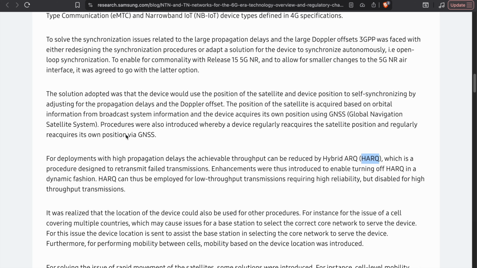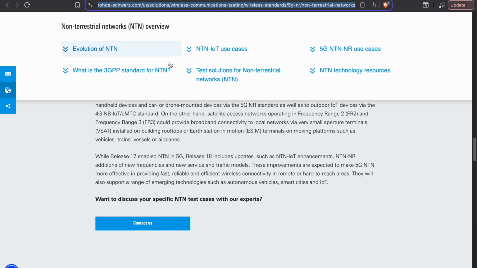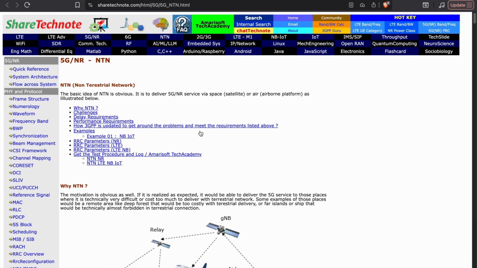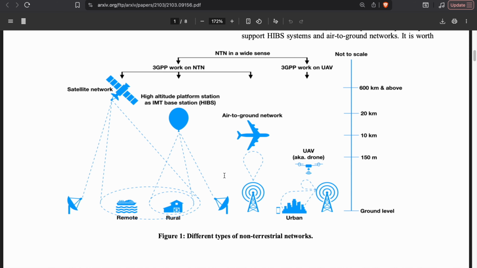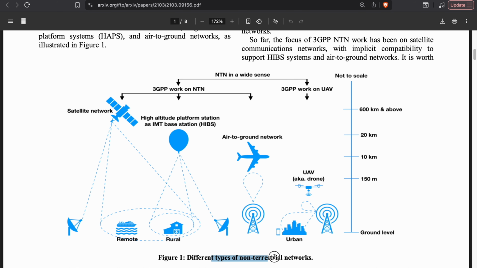Now, if we want to have a look at the main satellite architecture itself, then let me quickly share one more diagram with you if I can find it. Okay. Oh yeah, this one is also a very good diagram to understand different types of non-terrestrial networks.